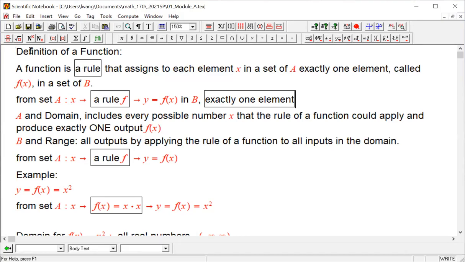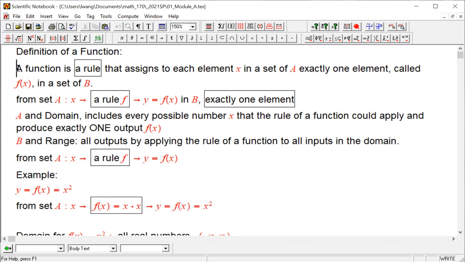Today we're going to talk about one of the simplest quadratic functions, which is f of x equals x squared, which is right here. We're going to begin by introducing the concept of a function. Here's the definition of a function.